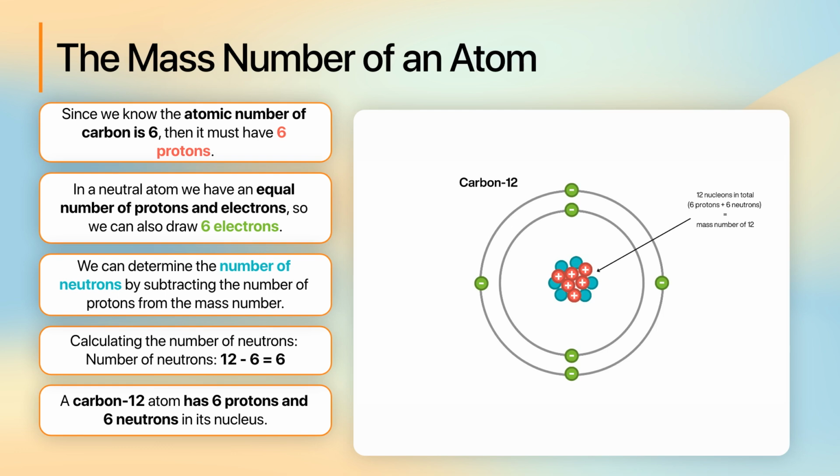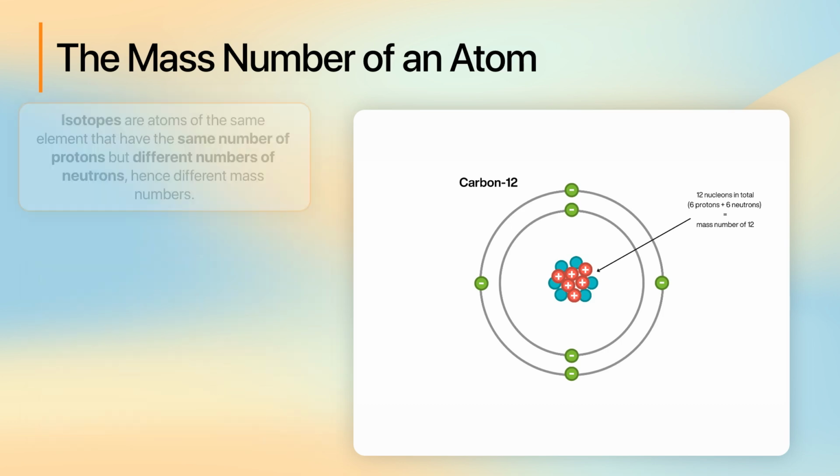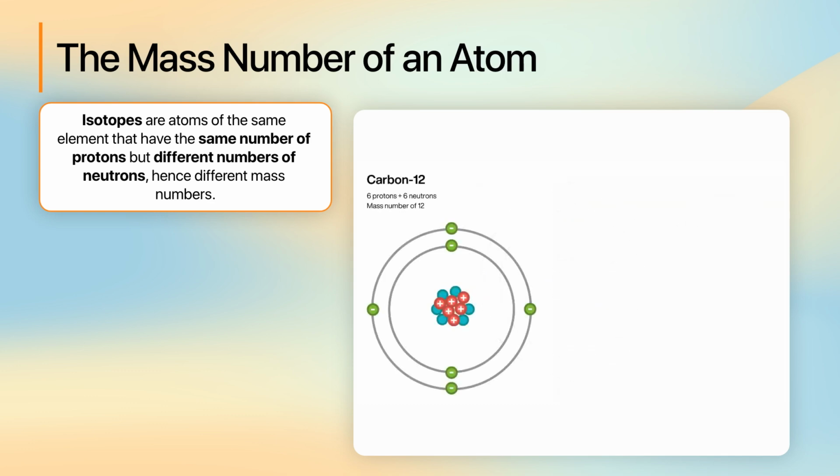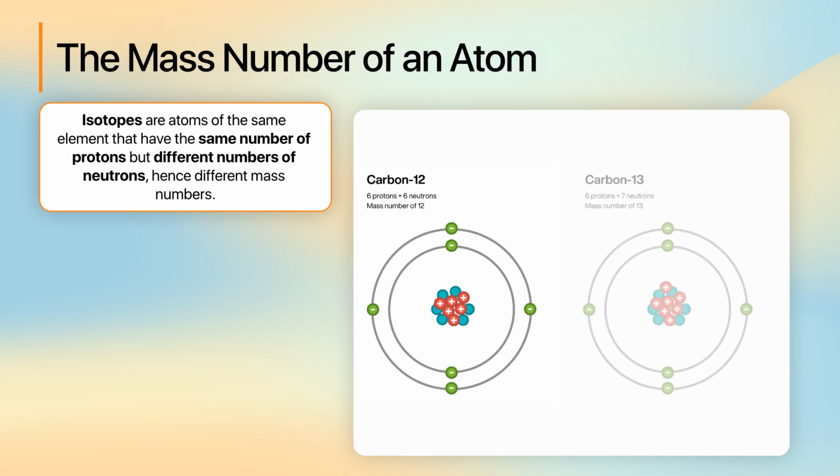Understanding the mass number helps us not only determine the basic structure of the atom, but also allows us to differentiate between isotopes. Isotopes are atoms of the same element that have the same number of protons, but different numbers of neutrons, hence different mass numbers. For example, we just looked at carbon-12, which had a mass number of 12 and therefore 6 protons and 6 neutrons in its nucleus. But it is also possible to have carbon-13, which has a mass number of 13. This has 6 protons and 7 neutrons in its nucleus. We will look at isotopes in more detail in the next couple of lessons.